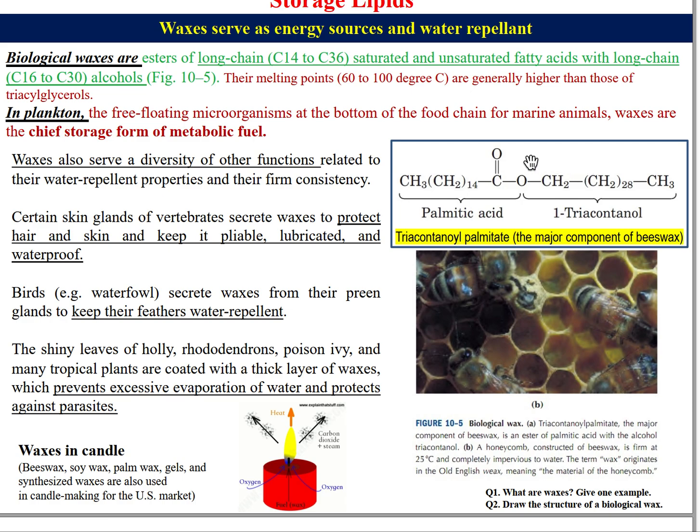Writing this structure is very easy. Look here, this is 28 and this is 14. So CH3, (CH2)14 is double 28 and 1 extra, and then COO. You have to write first CH3, (CH2)14, COO, and (CH2)29, CH3.